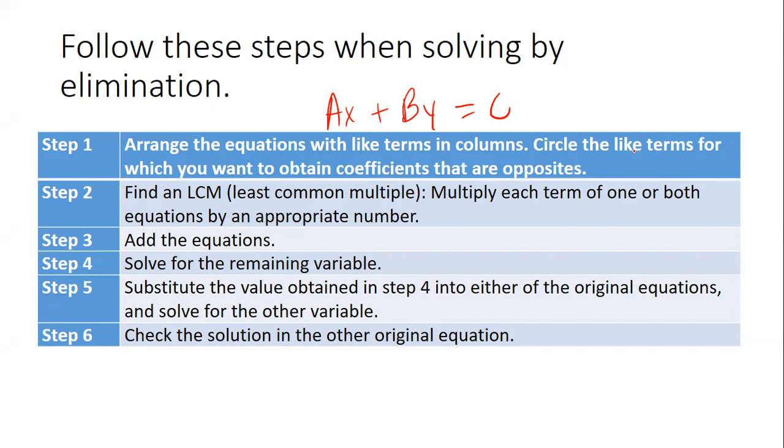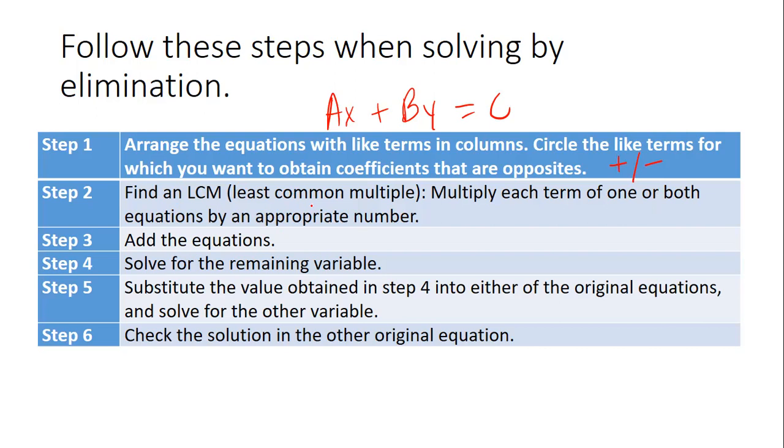Okay, the next thing is we're going to decide what term we're going to eliminate, and you're going to circle that. The goal is to get opposites, which means that one has to be positive and the other has to be negative, or they will not eliminate. Does that make sense? Okay, the only way to cancel out is if you have a positive and a negative.